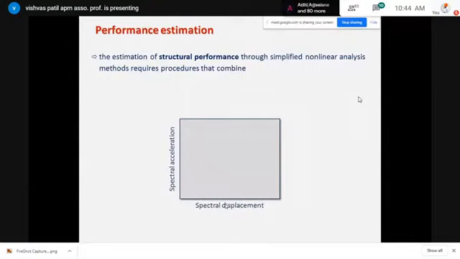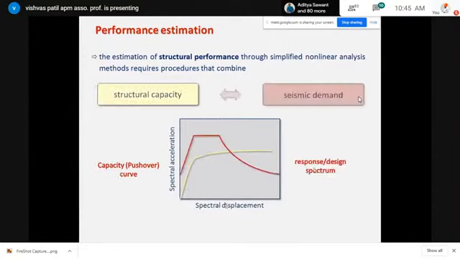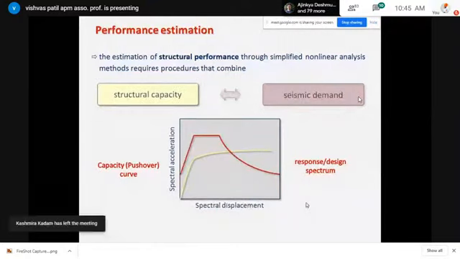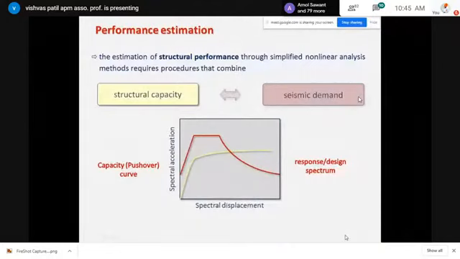There are two methods to calculate the performance. One is the capacity spectrum method, and number two is the displacement coefficient method. The capacity spectrum method was developed by ATC-40 in 1996. In this, two curves are superimposed.